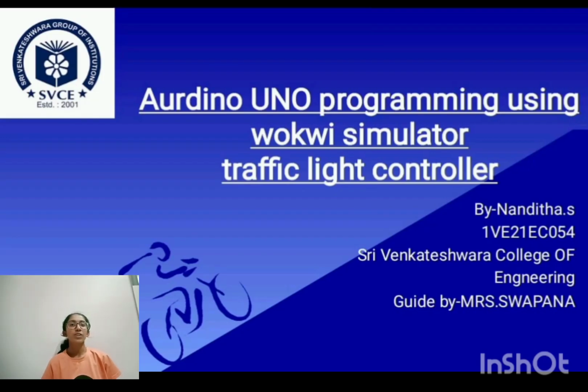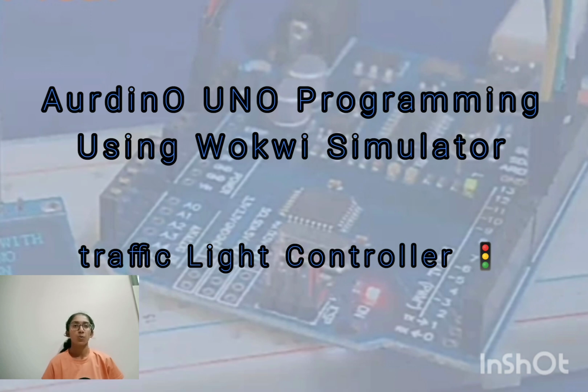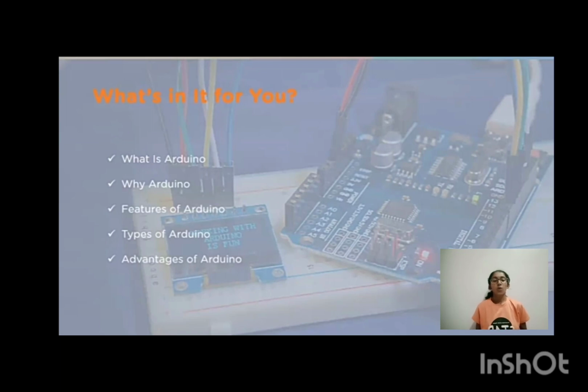Now in this video let me discuss Arduino UNO programming using the Wokwi simulator, that is a traffic light controller. Let me study about the Arduino: what is Arduino and why Arduino is required, the features of Arduino, the types of Arduino and the advantages of Arduino, and later let me see how to build a circuit using a Wokwi simulator.